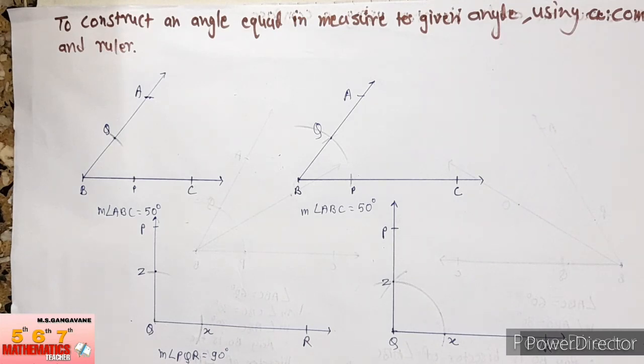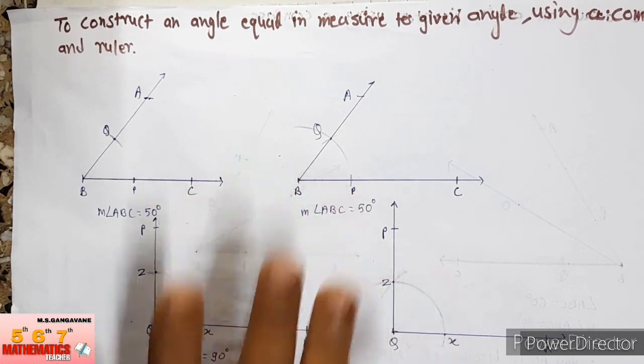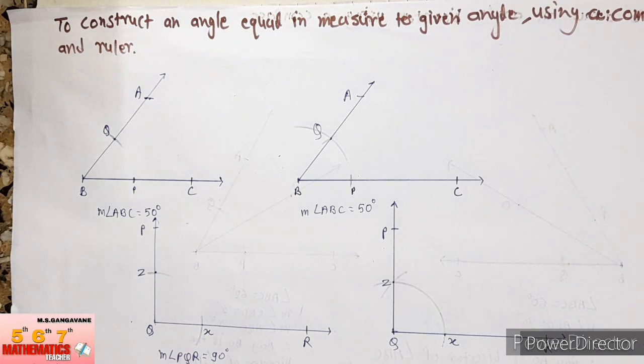Very good. Now exercise number 3, practice set number 3 complete. Okay. So this method is not used to solve practice set number 3. Only the first bisector method is used to draw the bisector. Okay. Thank you.